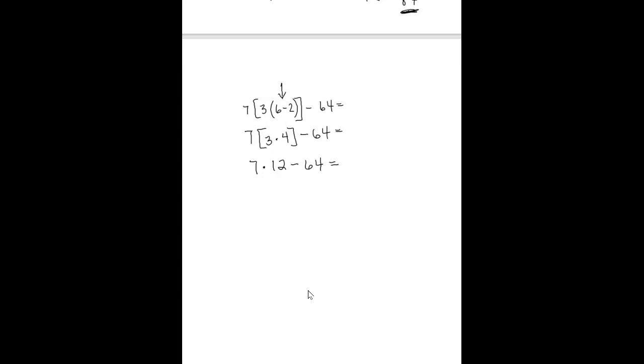So now I've gotten rid of all of my parentheses. I don't have any exponents to address, so we're going to leave it just alone. Now I'm going to deal with my multiplication and division. Here I only have multiplication, and that's going to be 7 times 12. That's going to get me 84. And then I'm going to just bring this negative 64, or subtracting 64, down.